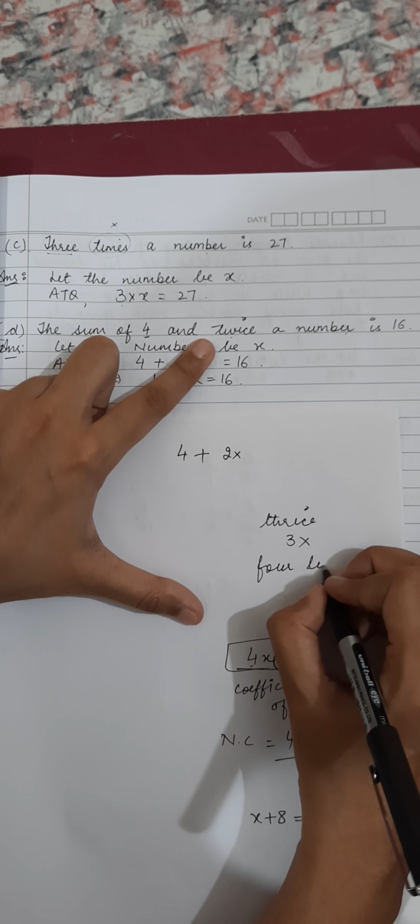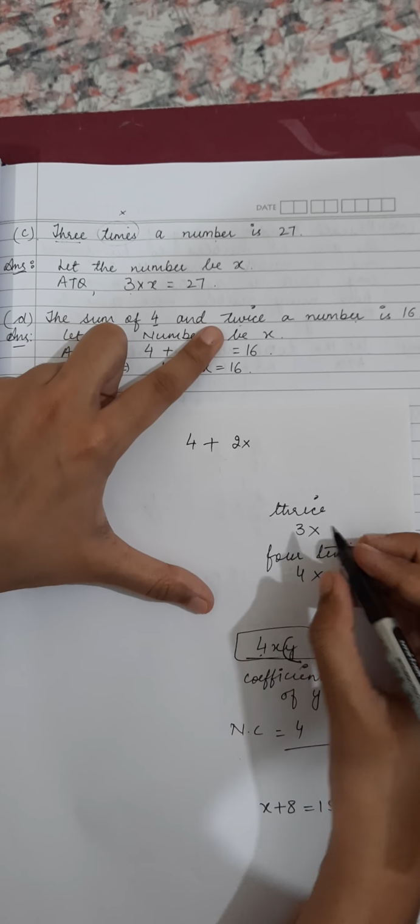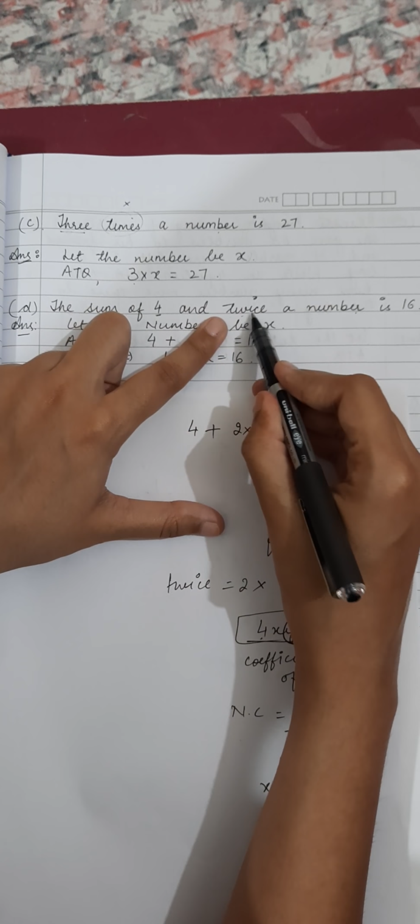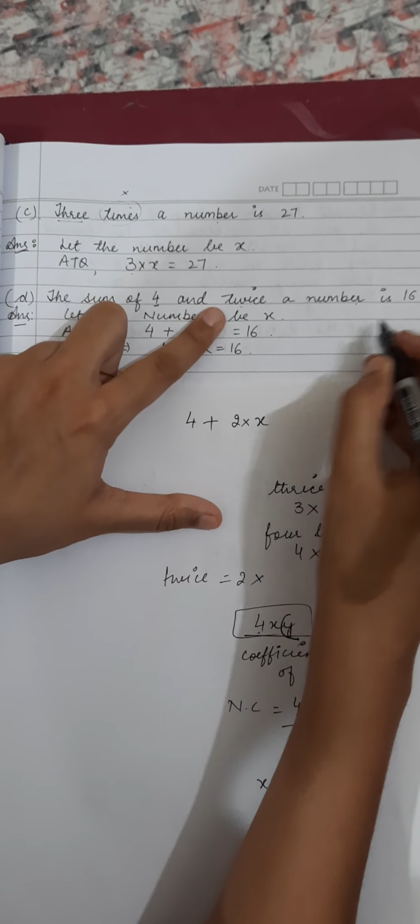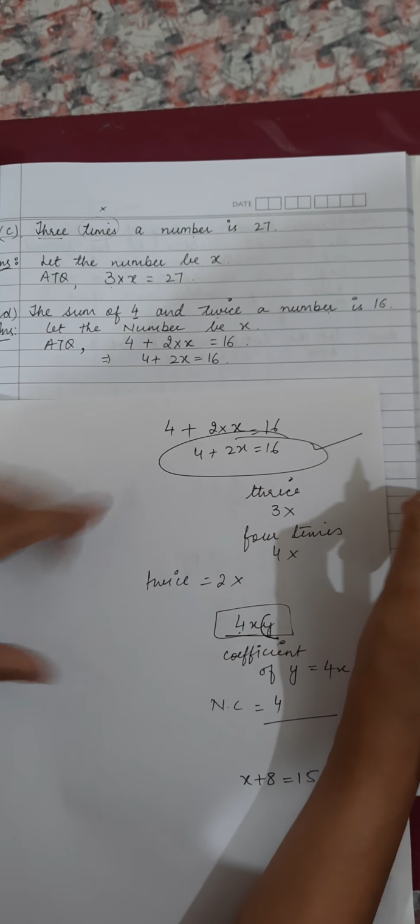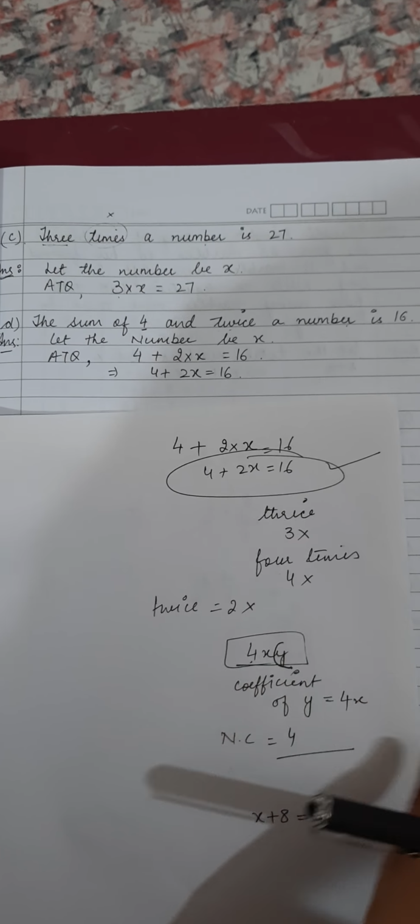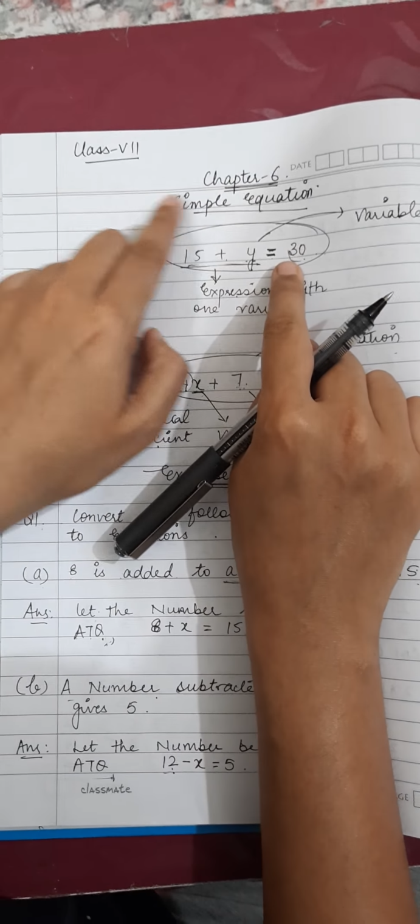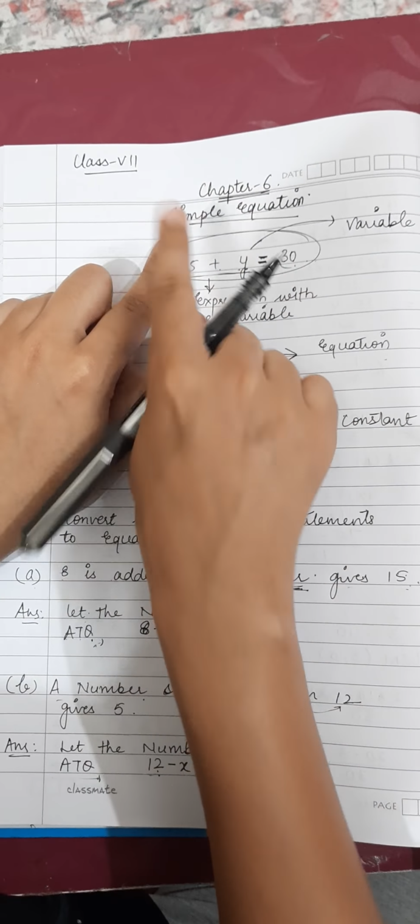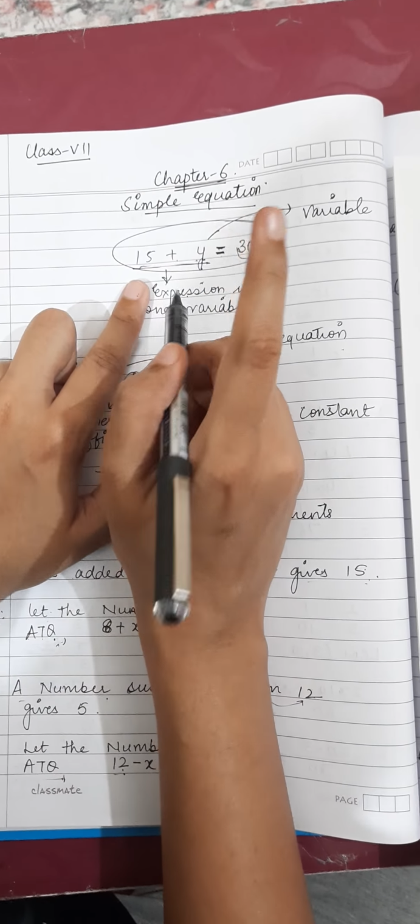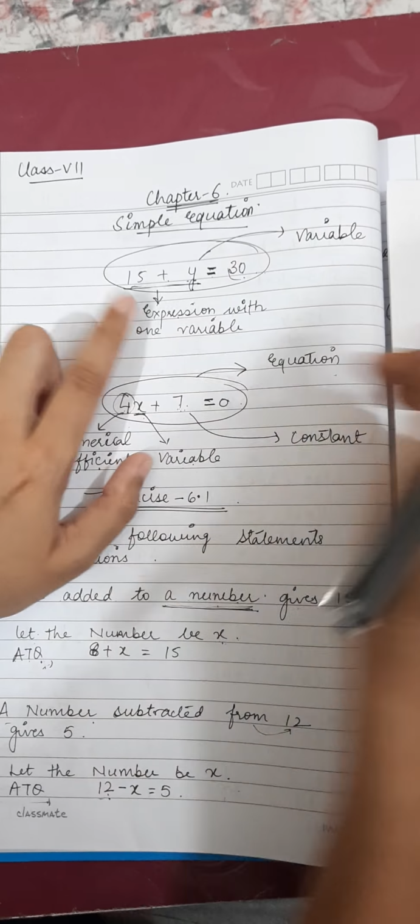4 times means 4 multiply. Twice means 2 multiply. So twice a number, 2 multiplied by x, is 16. So 4 plus 2x is equal to 16. This is your expression. A simple equation means this is an equation, right? And a simple equation means an equation with one variable. If there is y, there has to be only one variable, no other variable has to be there.